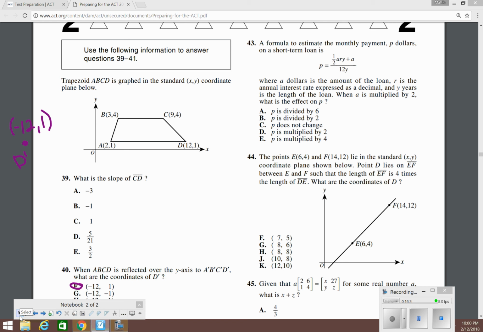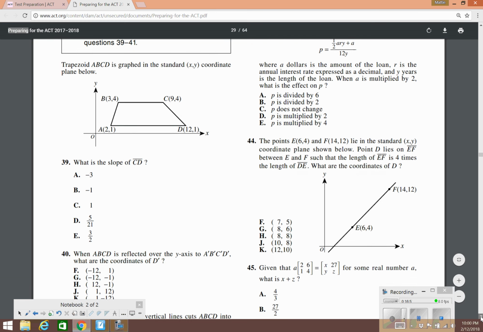If I wanted to reflect it across the x-axis, I would be counting how far it is from the x-axis and going the same distance on the other side, which would put my new D here, which would still be 12 units to the right, only now it would be negative 1 units down in the y direction. So just make sure you know the difference between reflecting across the y-axis versus reflecting across the x-axis.